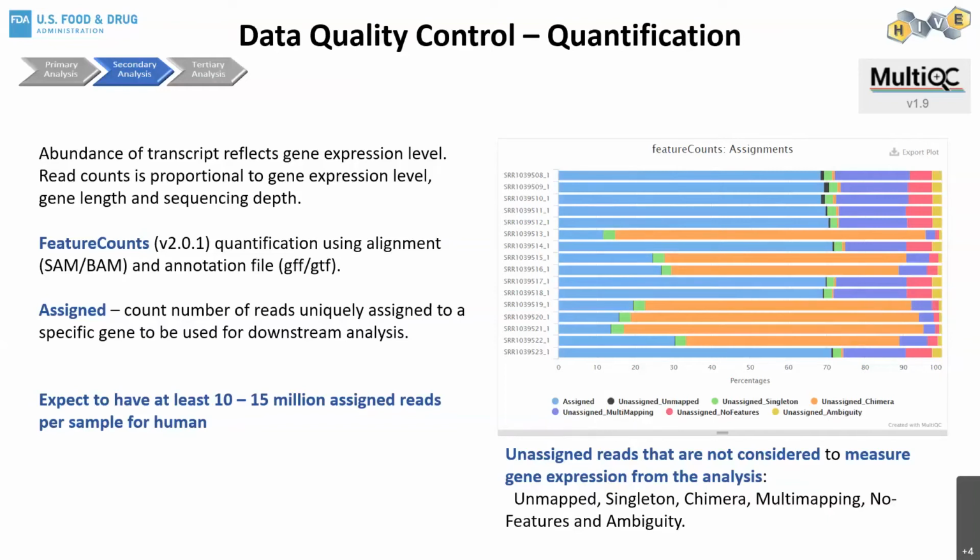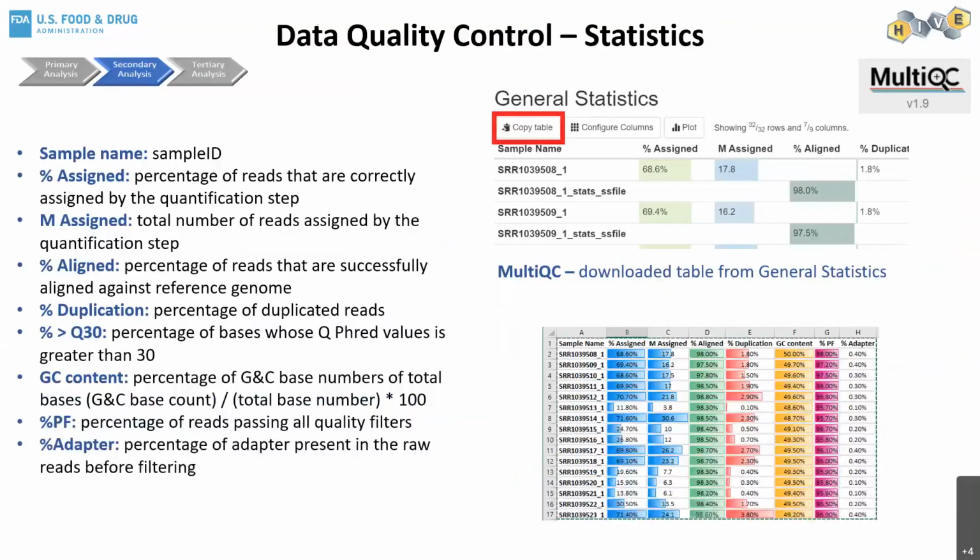If this is a human sample, that will be the minimum number that we expect to get good results for the RNA-Seq. And here you can see all the unassigned reads are not considered for the rest of the analysis: unmapped, singleton, chimera. Sometimes we want to look for answers of why this is happening. It's out of the scope for the pipeline, but it's something for us as bioinformaticians to look at these graphs, make some assumptions, and communicate those to collaborators to let them know that something is off on certain samples.